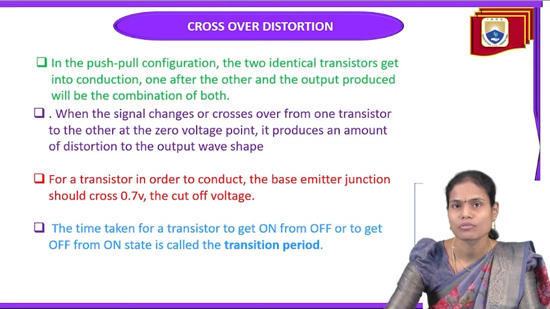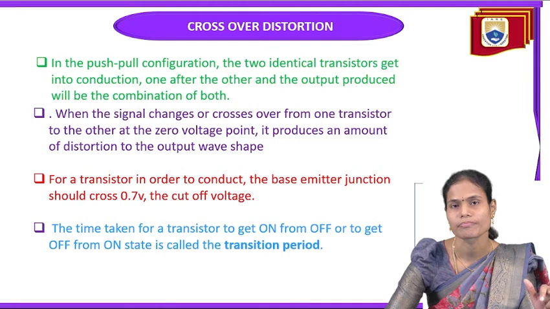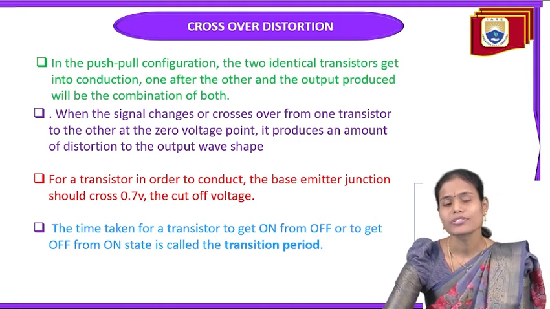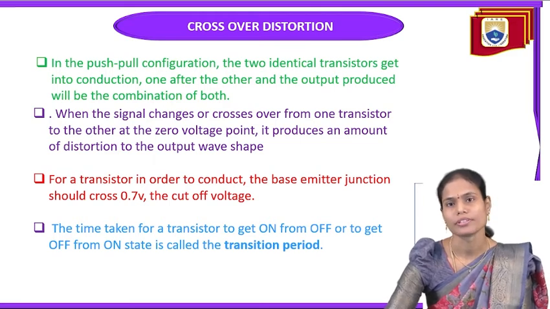So what is meant by this crossover distortion? In the case of the class B push-pull configuration, we are using two similar transistors that get into conduction one after the other, but the output is a combination of both transistors. Whenever the signal is changing from one state to another, from the positive half to the negative half, or from on state to off state, at that time one transistor is going from on to off and the other is going from off to on. Also, at zero voltage input, it provides some output in the form of distortion.